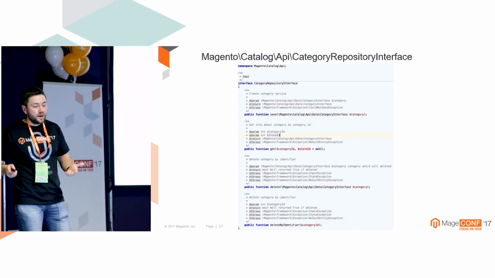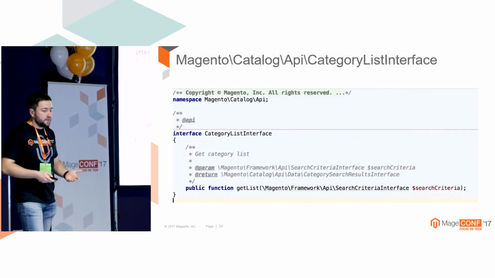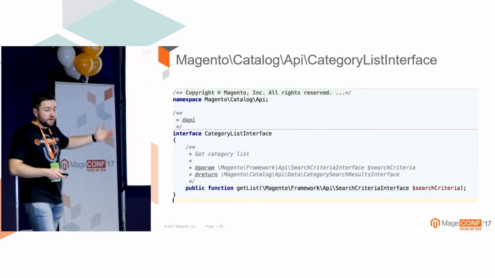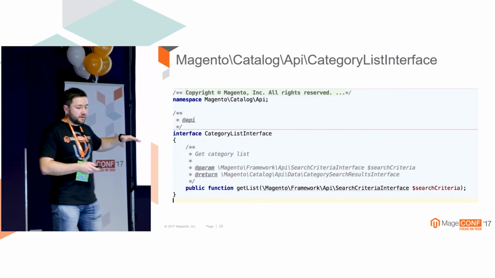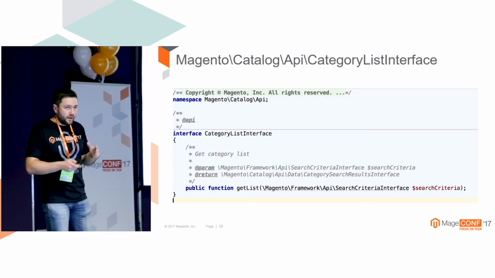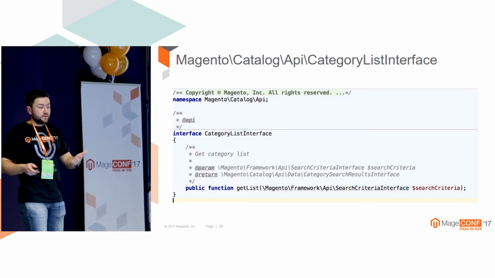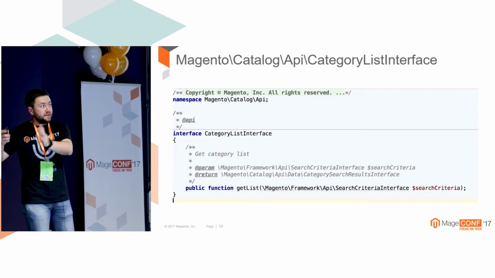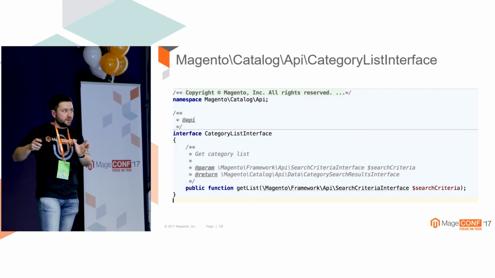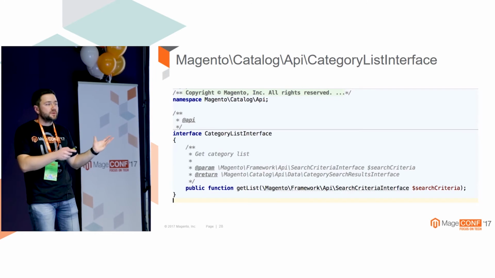So what we did, we introduced a new interface, an interface with a single method getList. This interface provides the getList functionality and works. But it's totally separate from the repository. It's not related to the repository.